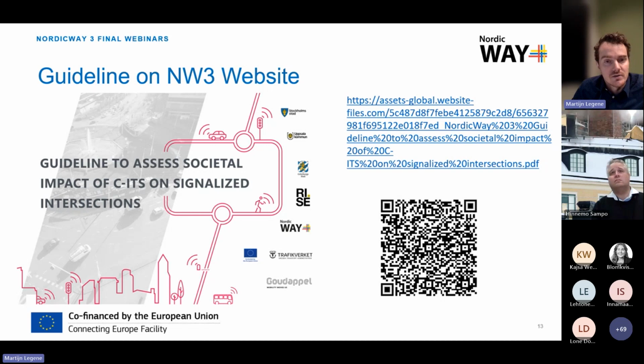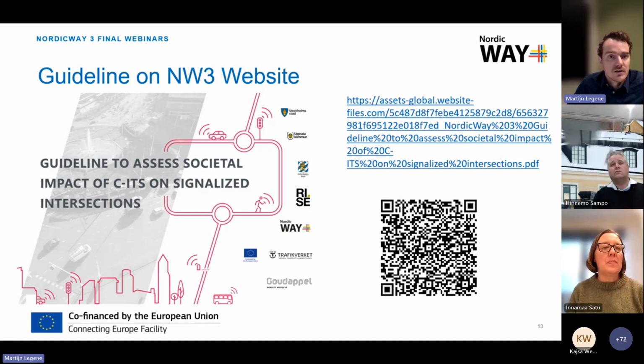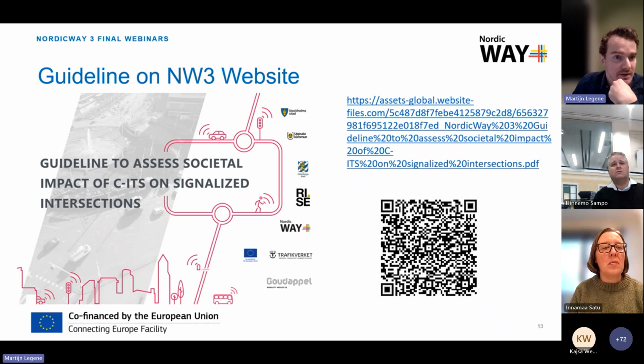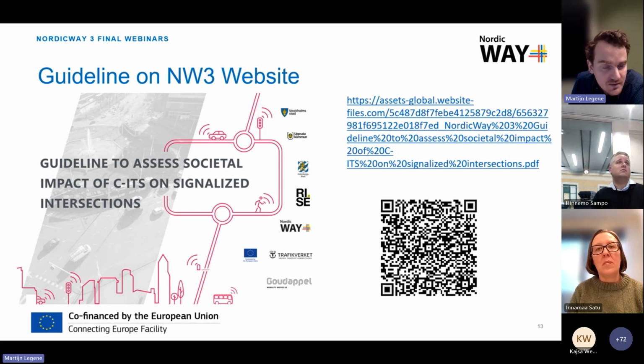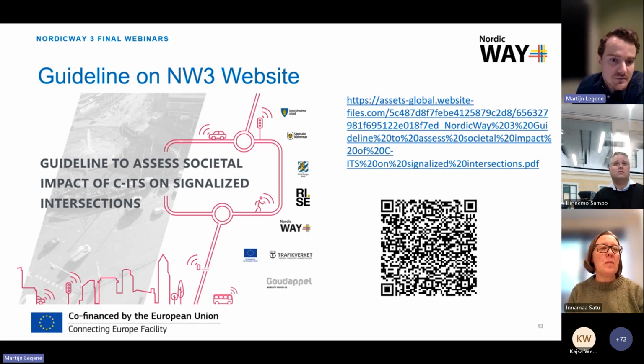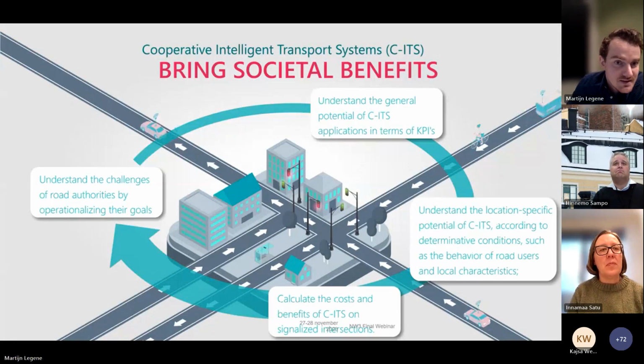You can use this QR code to access the guideline, or if you can find the PowerPoint slides, you can click the link that is on the right top. Either way works. And this is a guideline for cities on how to implement CITS on signalized intersections. And if you want to know more, please reach out to one of our project members, which is Sampo or me or Johan Östling, but also from the municipality of Göteborg. We're glad to tell a little bit more about this project later on.